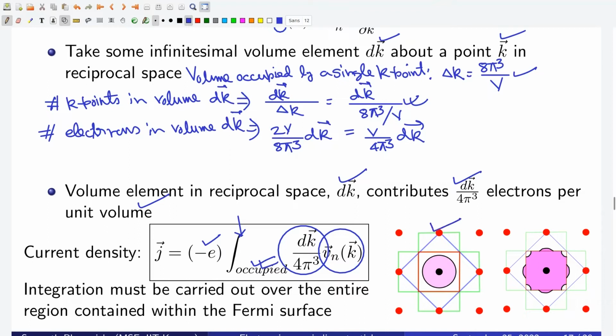For example, in this case, over the entire Fermi circle as shown by this hashed area. On the other hand, in case of the second figure, integration needs to be carried out over the entire fragmented region, part of which is lying in the first Brillouin zone and part of which is lying in the second Brillouin zone.